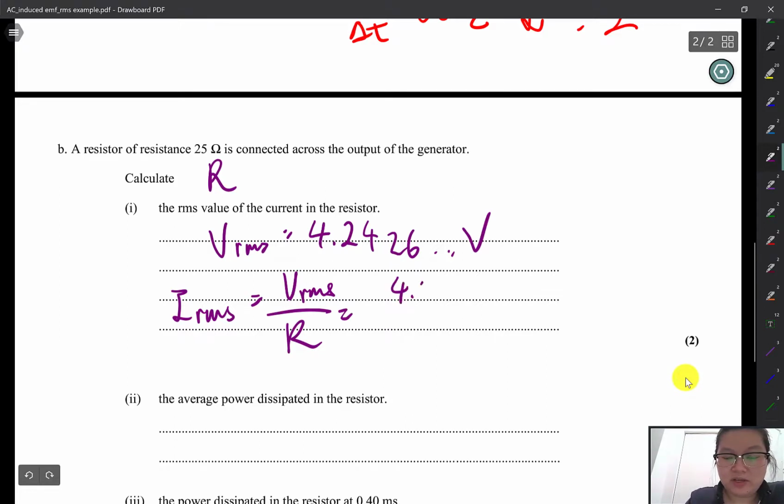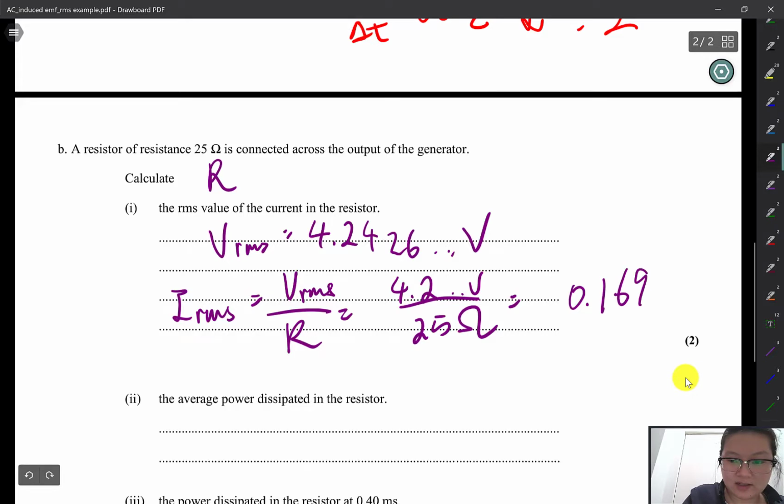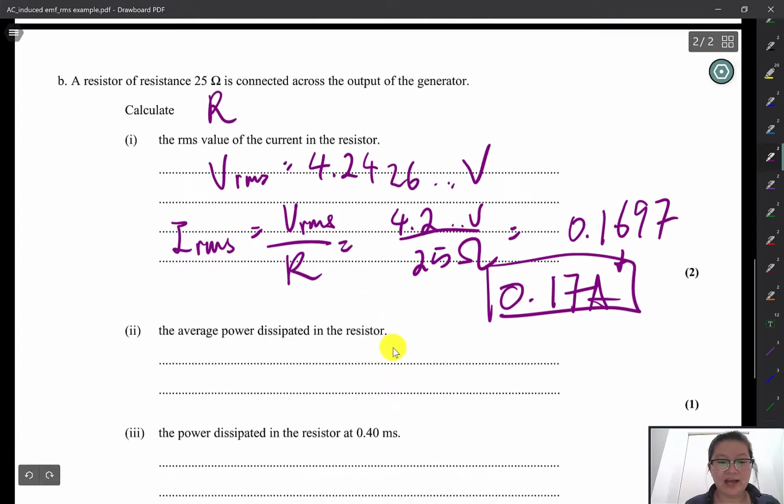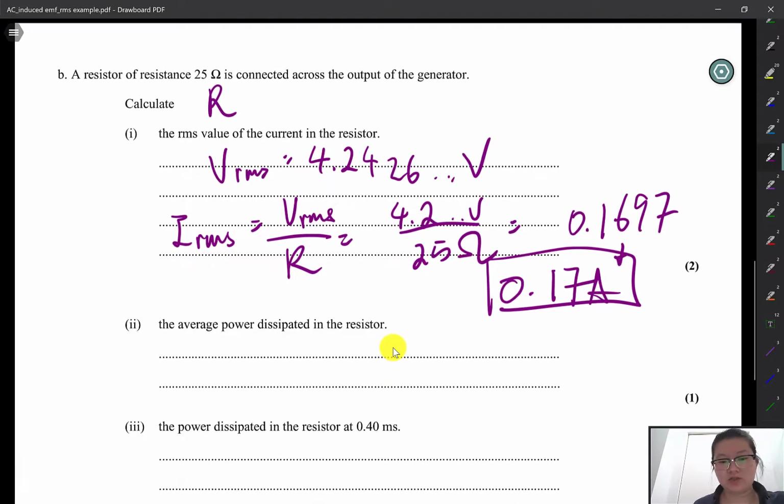So 4.2426 volts over 25 ohms. This is going to give us 0.1697, which rounds to 0.17 amps. Okay, there we go. Beautiful. We are going to continue with the average power dissipated in the resistor.